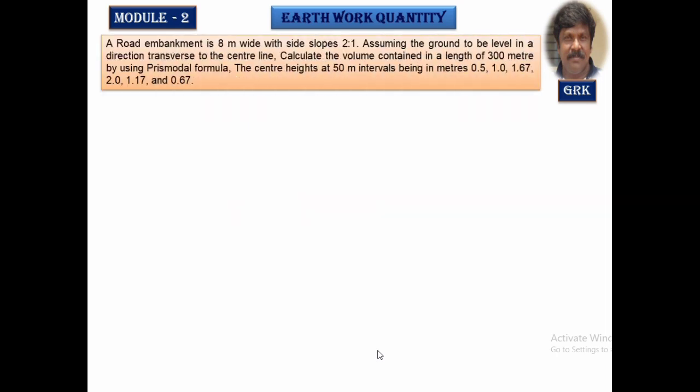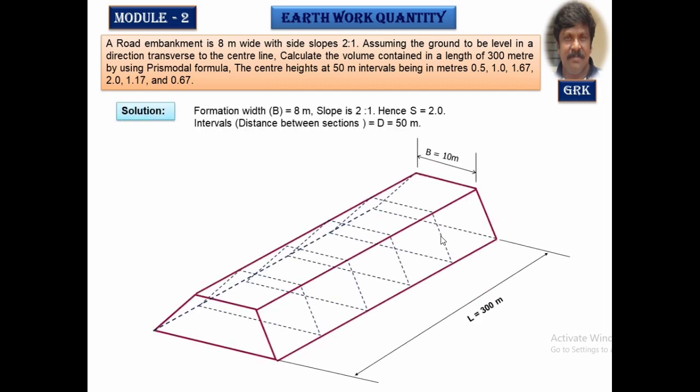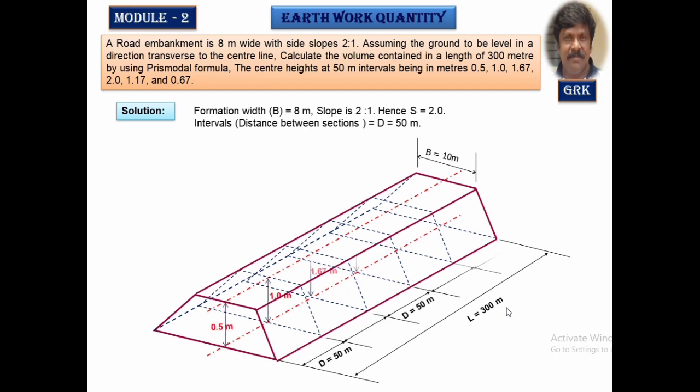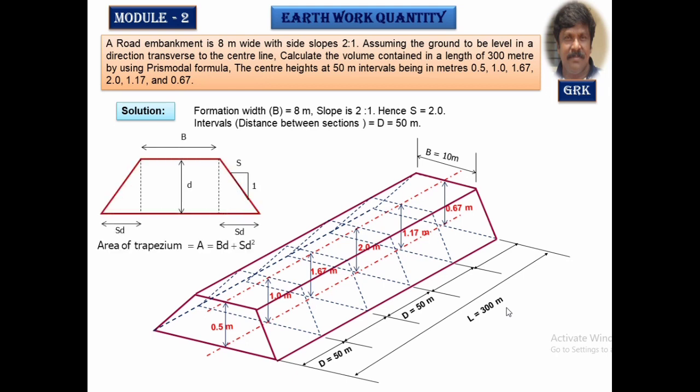Now let us take another problem where the number of sections will be even in nature. 1, 2, 3, 4, 5, 6. I'll calculate this volume by using Prismoidal formula. The formation of the road embankment is 8 meters. The side slopes are 2:1, therefore S is equal to 2. The length between the first and the last section is 300 meters. We got the depths, and it's an even number of section. Let us try to understand how to solve it.